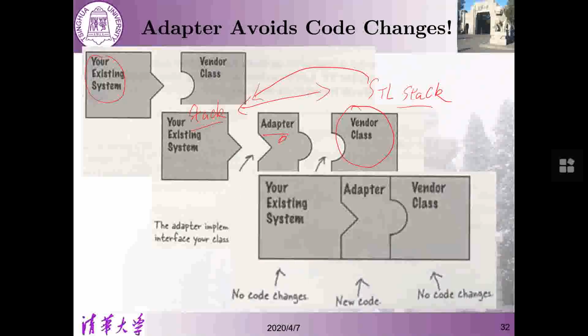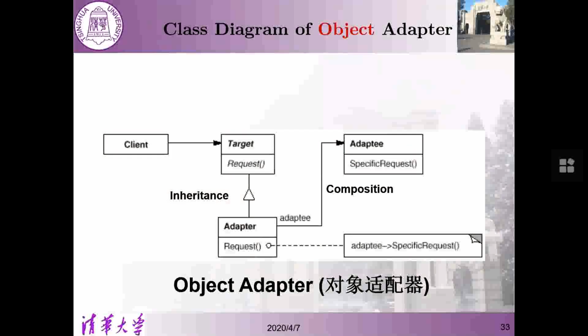How it works, right? By doing this, we are actually adding new code. The original code has no change. We just plug them together. Right? It works. So this is the adapter design pattern. And this is also a more general object adapter class diagram with inheritance and composition.